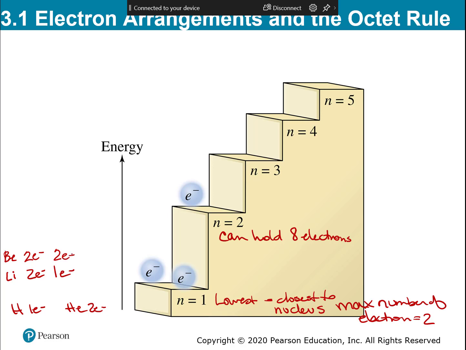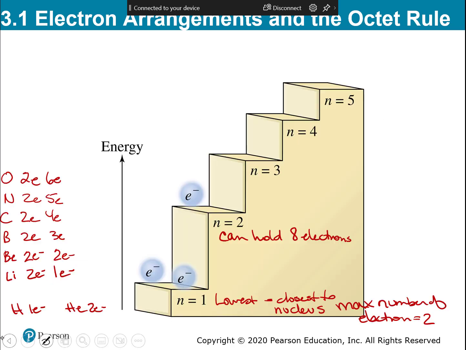As we continue going across, we have boron, then carbon, then nitrogen, then oxygen. So I'm just going straight across the periodic table. Boron, 2 and 3. Carbon is 2 and 4. Nitrogen is 2 and 5. Oxygen is 2 and 6.